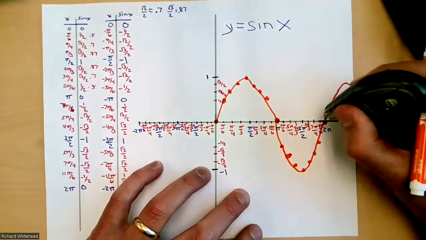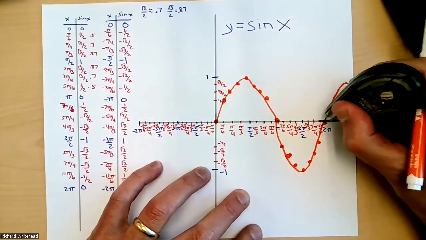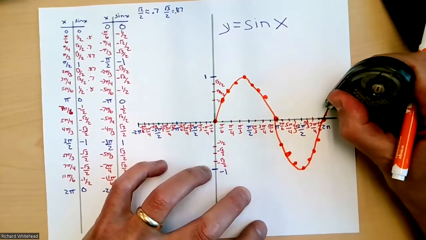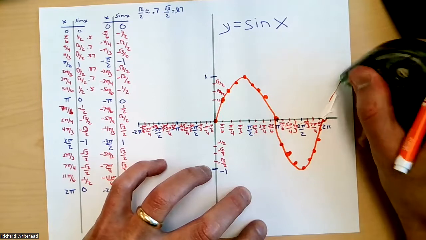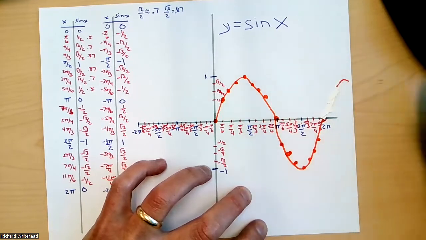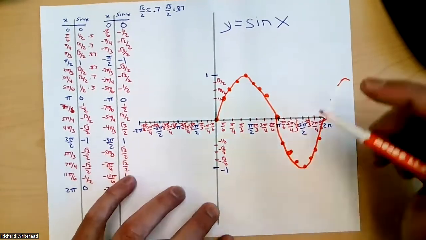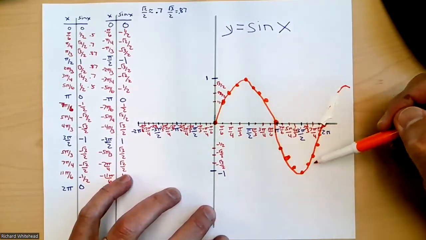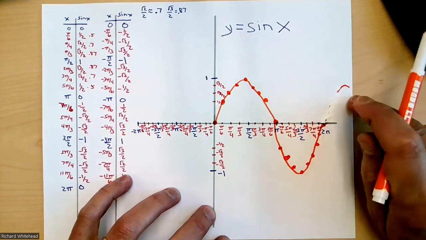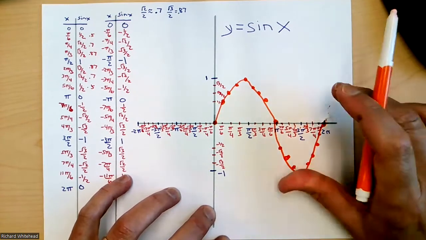So that's what we call one period. It's one lap around the unit circle, okay? One lap around the unit circle is what's considered one period. So starting from here all the way around to here where it would start to repeat itself, that's one period.